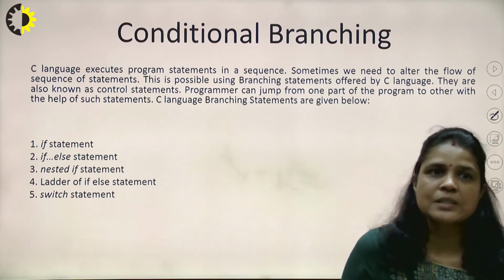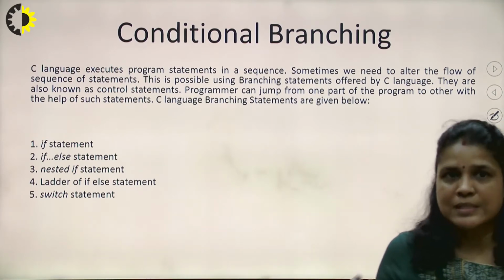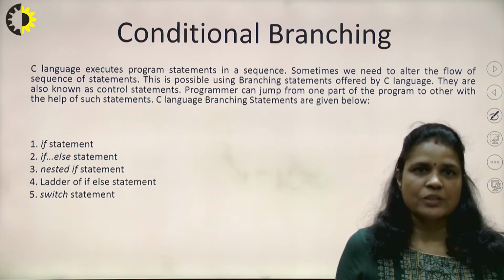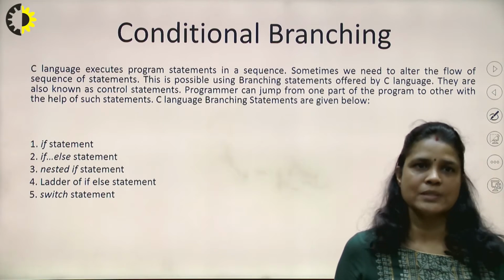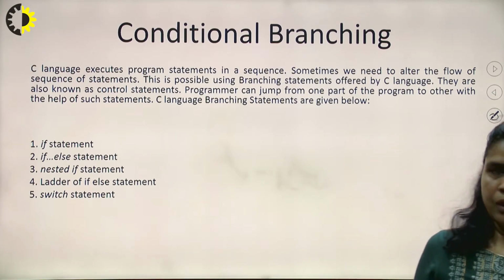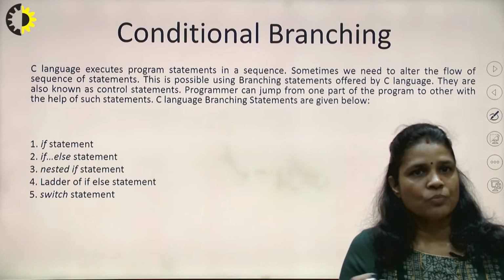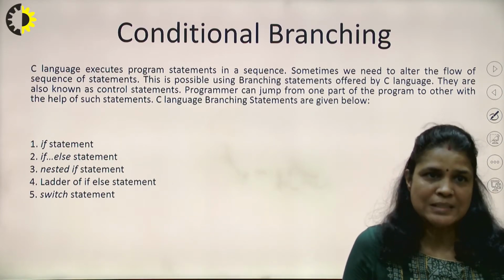But sometimes we require to alter that flow of sequence of the statements. If this is the requirement, it is possible through the conditional statements, or we can say branching statements, that are offered by the C language. They are also known as control statements. So what can be done with the conditional branching statement? A programmer can jump from one part of the program to another part with the help of such statements.